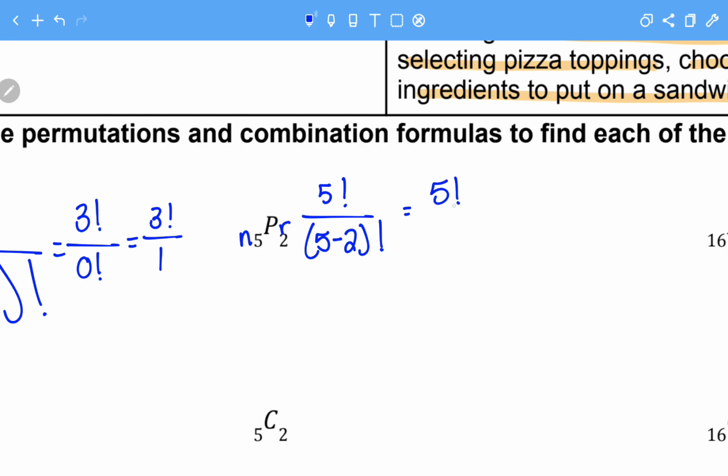We have 5 factorial over 3 factorial. Okay, now remember, we're going to count down until we get to that bottom number. So it's 5, 4, 3, and I can stop. I stop by putting my factorial sign. On the bottom, I have 3 factorial. And we stopped so that we could cross stuff off. We can cross off both the 3 and that factorial symbol. Okay, so now all we are left with is 5 times 4, which will give us 20.